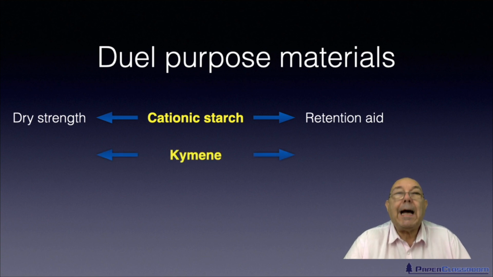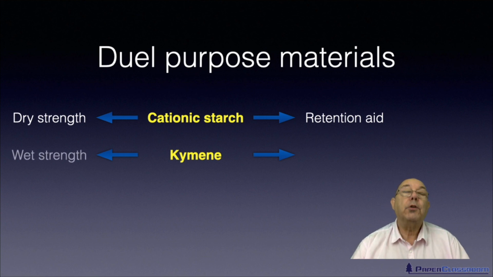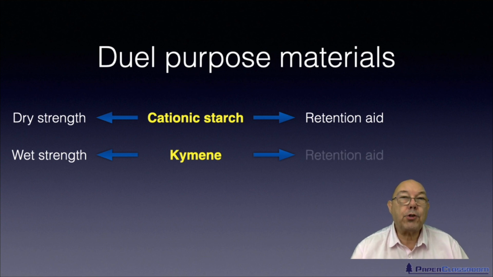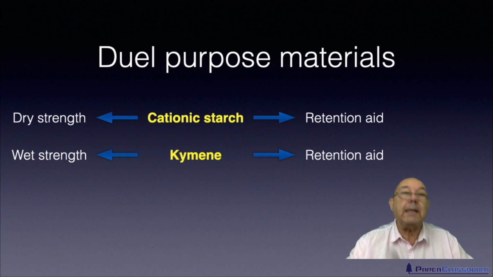Another one is Kymene, or PAE, or PAAE, as some people call it. This is a very, very well-known wet strength agent. So we put it in to give wet strength in tea bags, for example. But Kymene, like a cationic starch, has a strong positive charge associated with it. And therefore, it will attract all the negatively charged fibres. So it will also act as a retention aid.